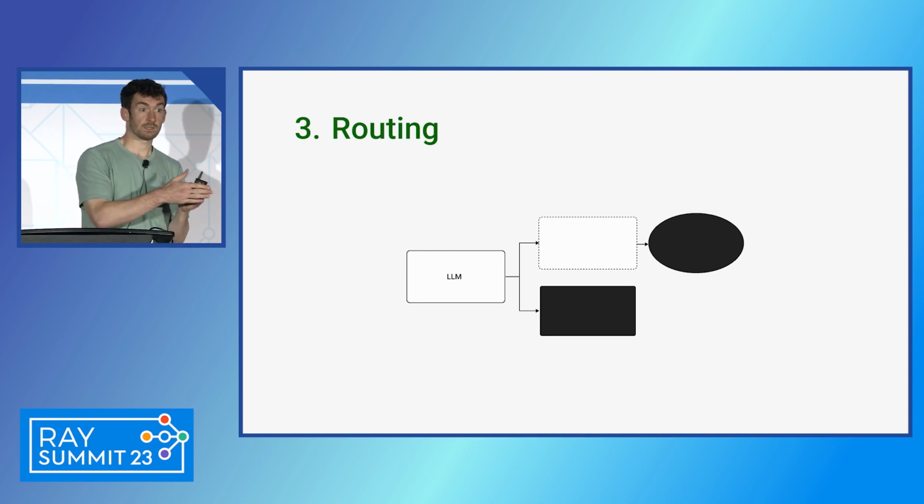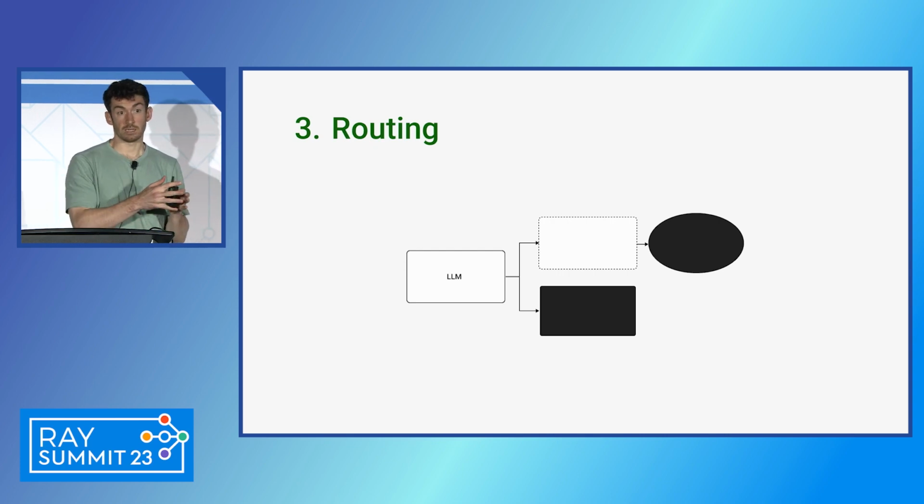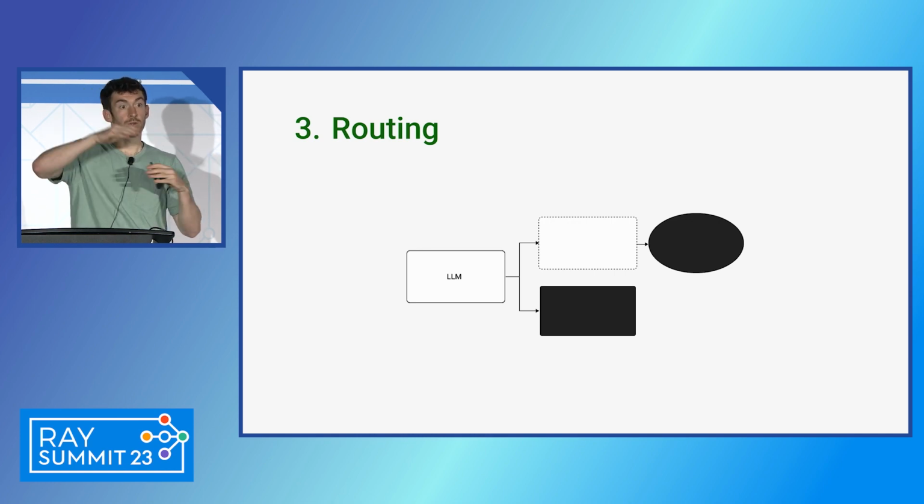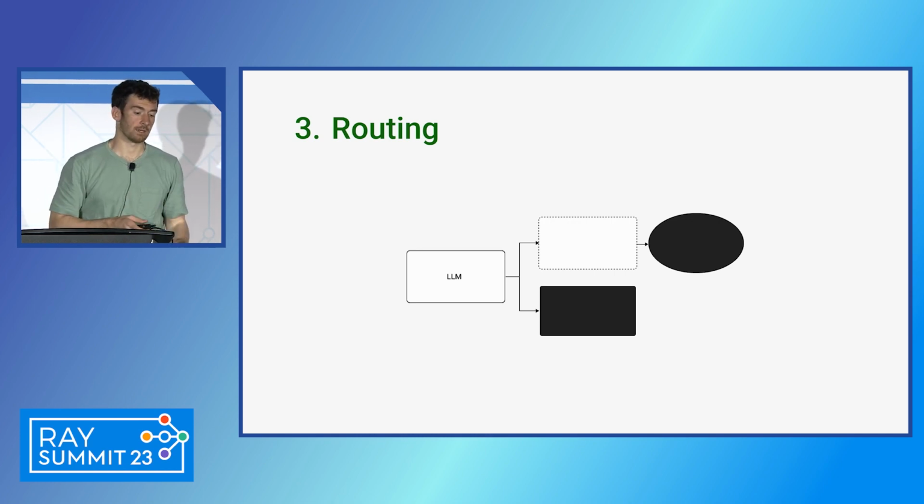So compared to the previous one with chaining, you don't always know exactly what path you're going to get. The path depends on the user input. Importantly, though, all paths are known, so you could enumerate all possible paths ahead of time.